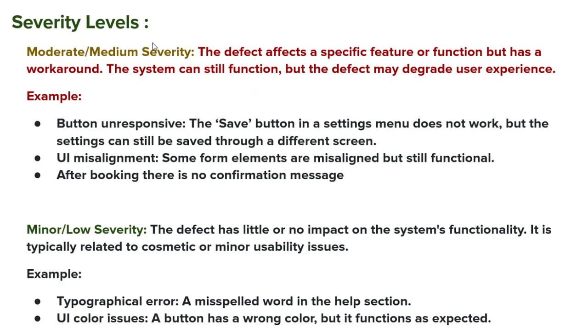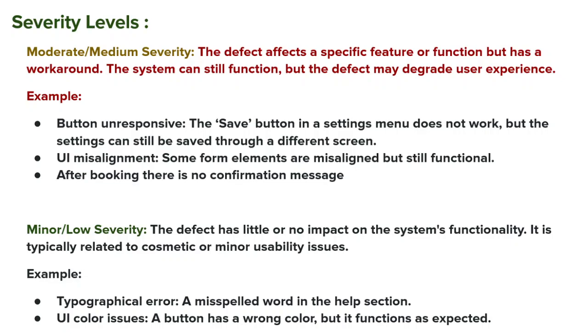Moderate or medium severity. Those come after the major and high severity issues. It is a defect which affects a specific feature or function, but there is some workaround. So when you are testing that feature, there is some issue in it, but it has some type of workaround. It can still work if you follow certain steps. The system can still function, but the defect may degrade the user experience. If you find such bugs, you should mark them as moderate or medium severity issues.